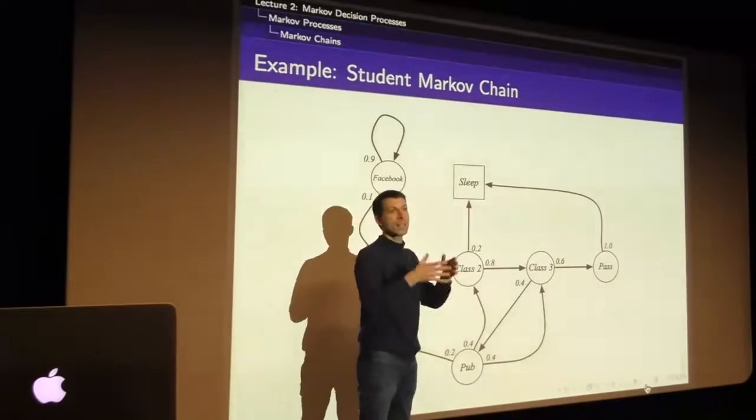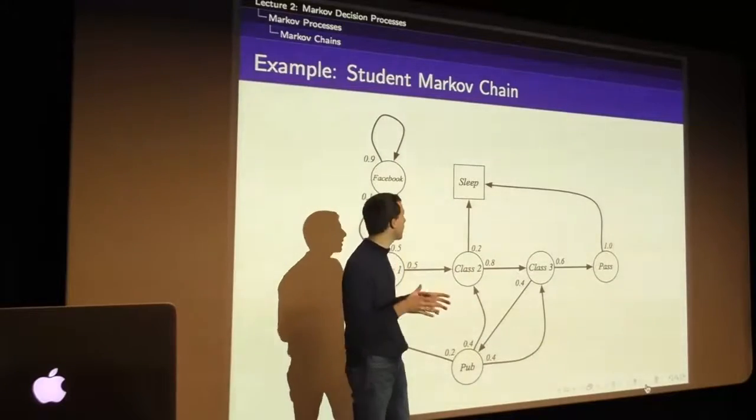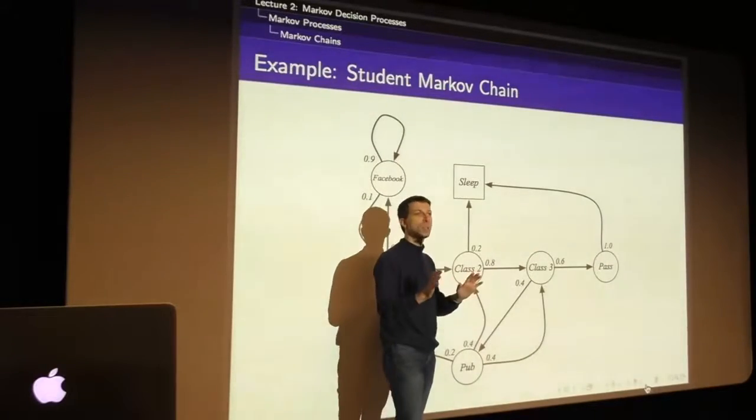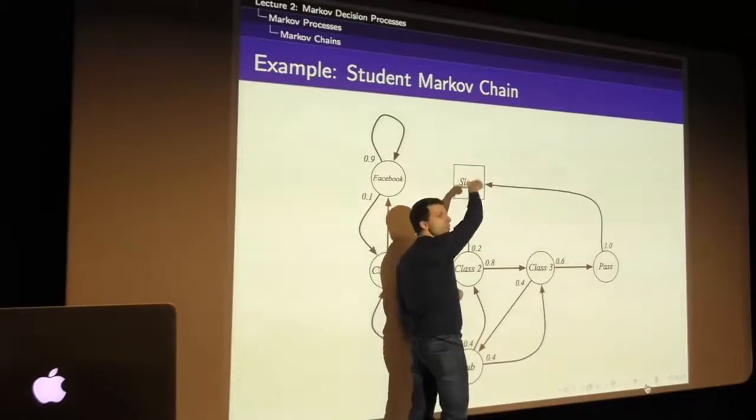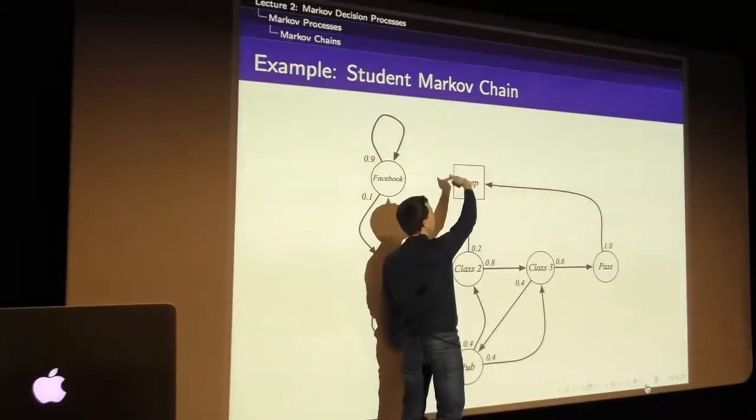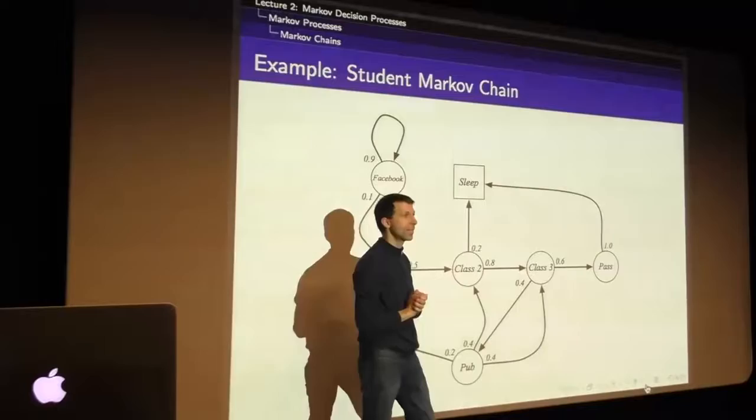Okay, and this sleep state represents a terminal state of the Markov process. A terminal state doesn't need any special machinery. You can think of this as just a self-loop, an absorbing terminal state. It just keeps looping round and round and round. That's what this square represents.